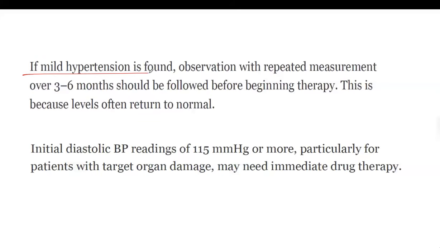If mild hypertension is found, observation with repeated measurement over 3 to 6 months should be followed before beginning treatment. Remember that, because mild hypertension does not require antihypertensives most of the time. You can ask the patient to do lifestyle modification before starting any treatment.